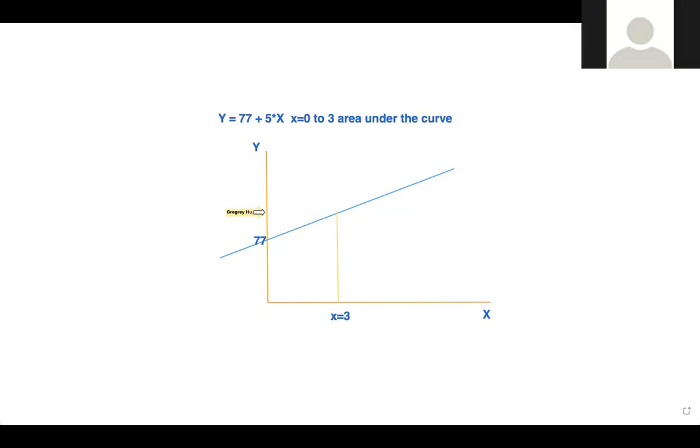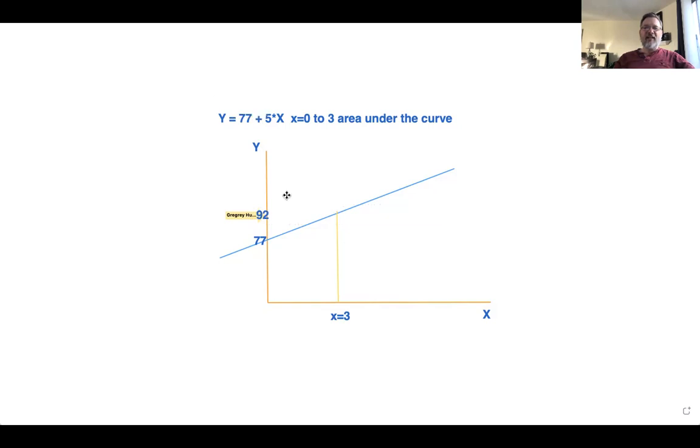So 77. Well, y is equal to 77 plus 5 times x, and x is equal to 3, then this part right here is 5 times 3, which is 15. Yeah. Okay, so what's the value of y? 77 plus 5 times 3, which is, and it's okay to have a calculator for this class, 92. Yeah, which is 92.